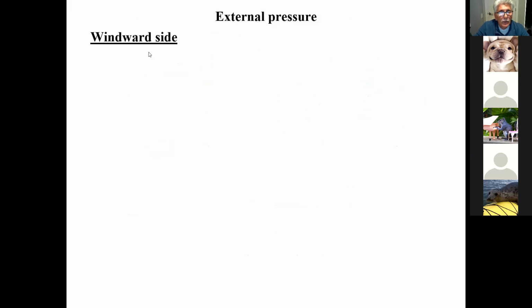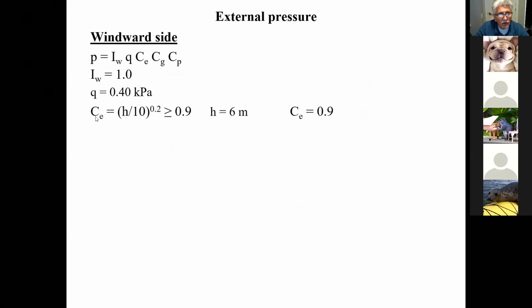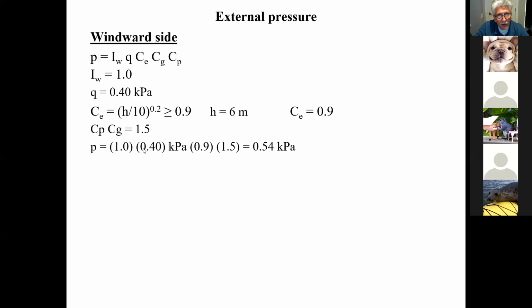So now we go ahead and start calculating the pressures based on all the values we found. IW is 1.0, q was 0.40 kPa. The CE value, since we have a height of 6 meters, is 0.9. And this is what we got from the graph. CpCg was 1.5. And therefore we ended up with a pressure of 0. Now guys, I'd like you to double check this value here to make sure I didn't make a mistake, because I did this relatively quickly. So just check, tell me if this is okay.